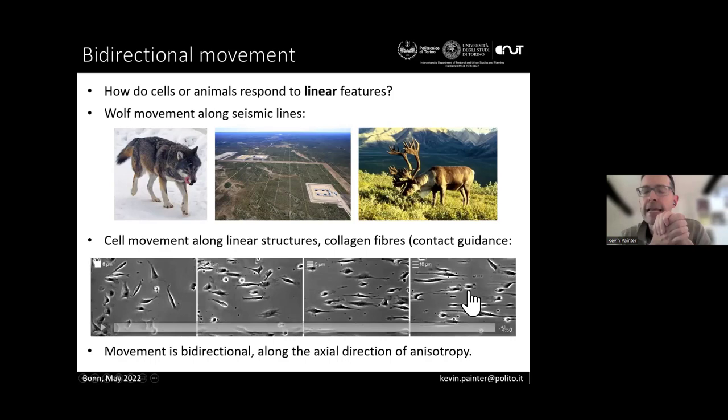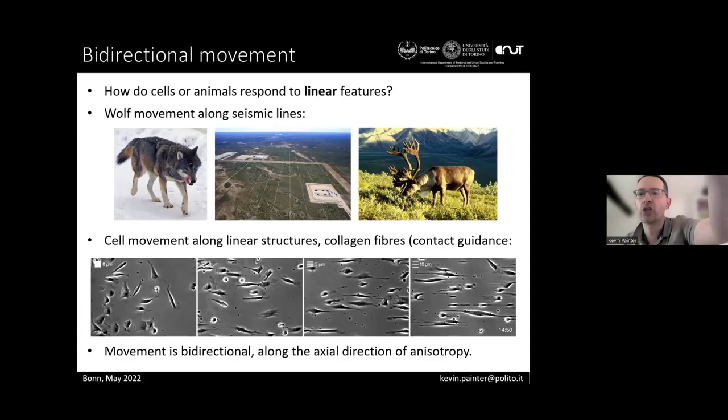So in this case here, you've got linear features. You're not necessarily moving just one direction along them. You can move either way. You're moving along the axial direction of these linear features. So not necessarily left, not necessarily right. You can move either way with equal likelihood.